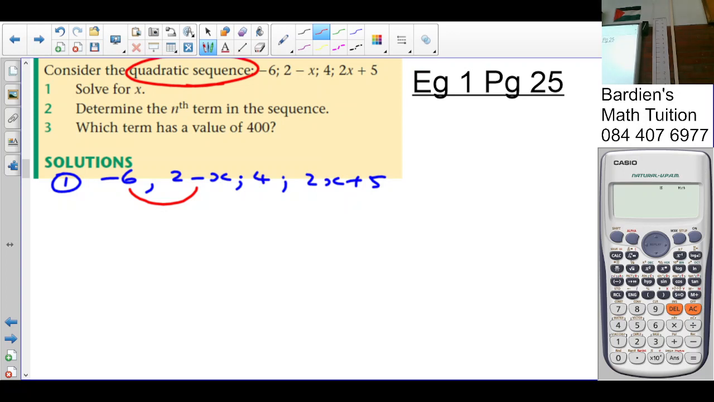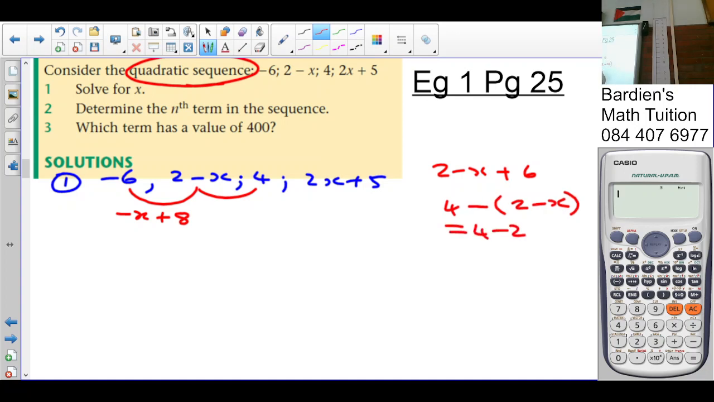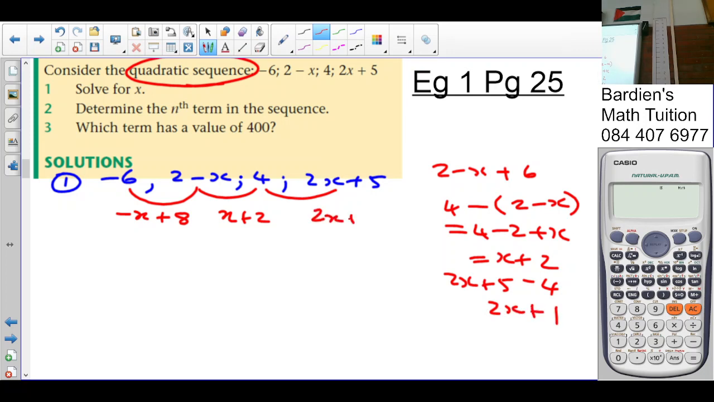which is 2 minus x minus minus 6, which will give us minus x plus 8. Then we say 4 minus (2 minus x), which is 4 minus 2 plus x, which is x plus 2. And then we have 2x plus 5 minus 4, which is 2x plus 1. So that's my first difference. So let's look at my second difference.